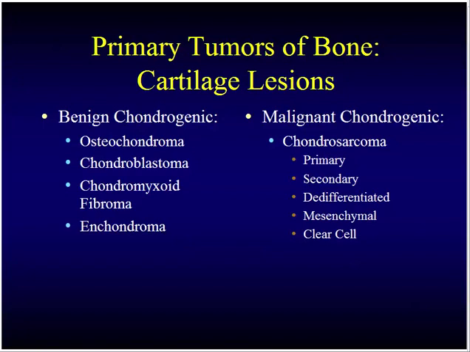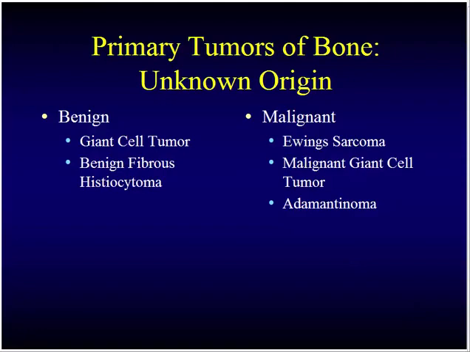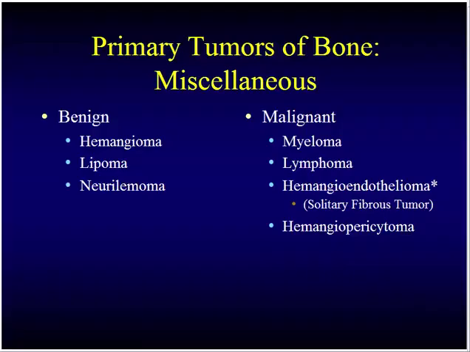Cartilage lesions, these are the bane of our existence because they're difficult to treat and sometimes difficult to diagnose. But again, if it's making cartilage, it's a chondrogenic lesion, malignant or benign. All malignant chondrogenic lesions are, of course, chondrosarcoma, and there are various different types. And then unknown lesions here. We're going to cover the vast majority of these things, and some miscellaneous.